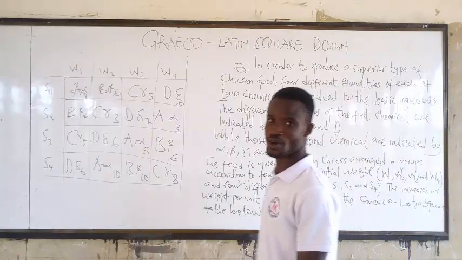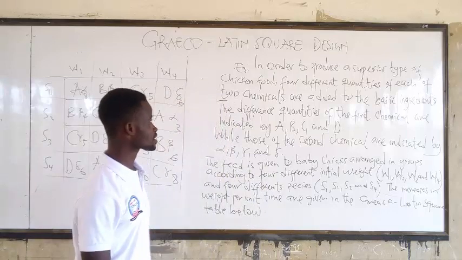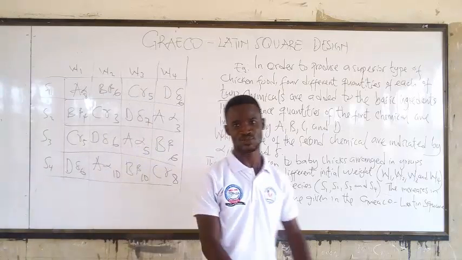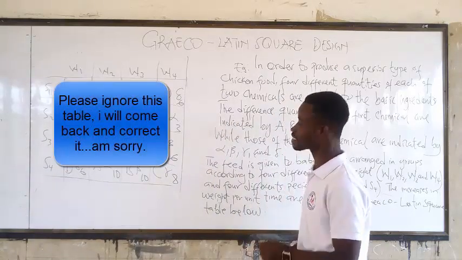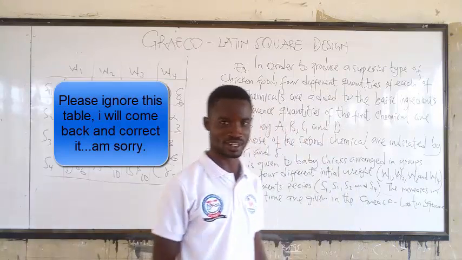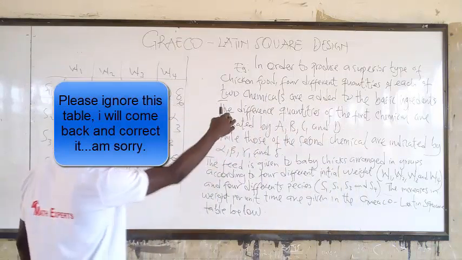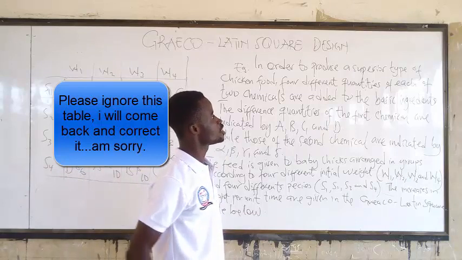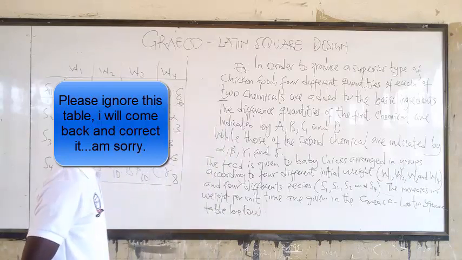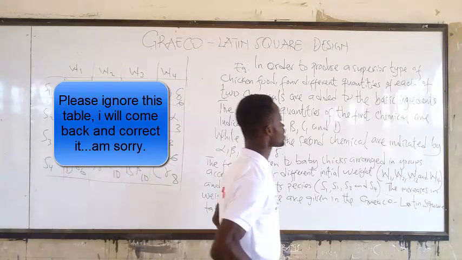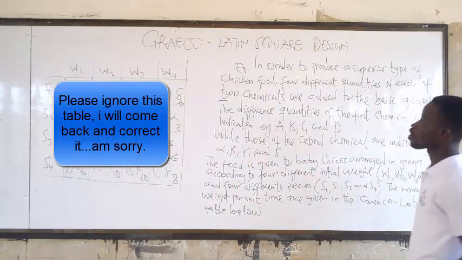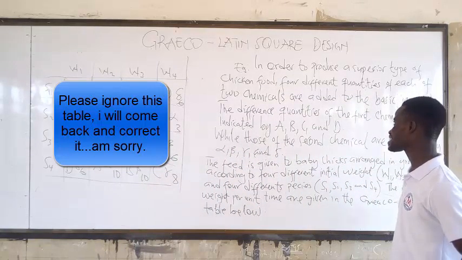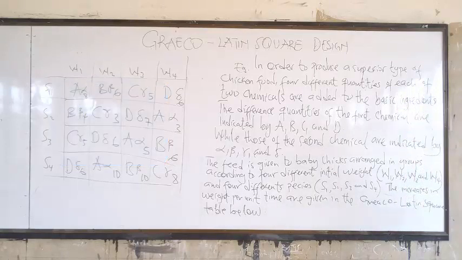Welcome to our first question under the Graeco Latin square. Please manage my handwriting for me. So we start from here. In order to produce a superior type of chicken food, four different quantities of each of two chemicals are added to the basic ingredients.